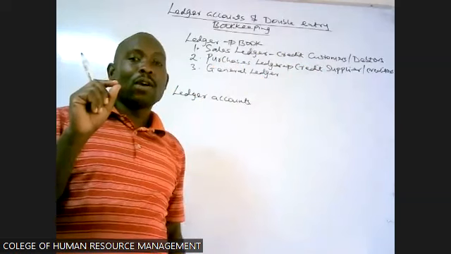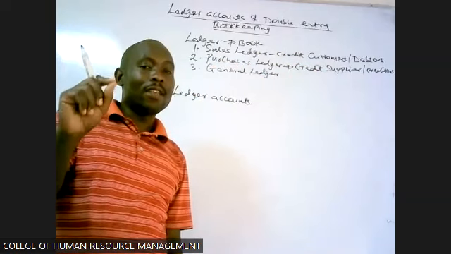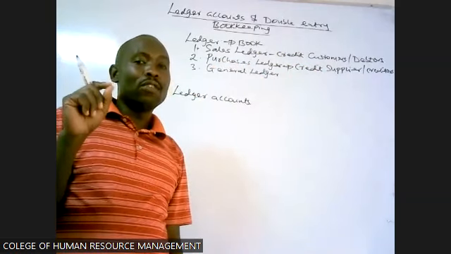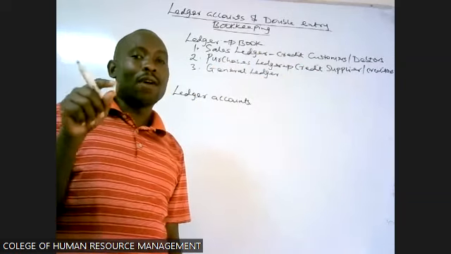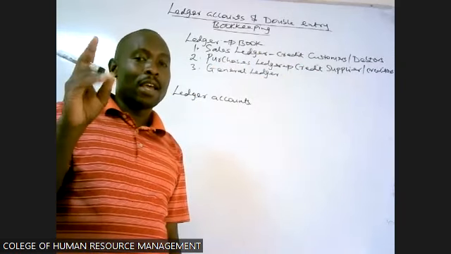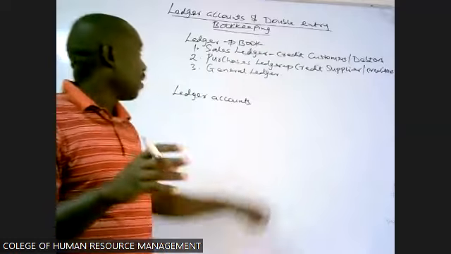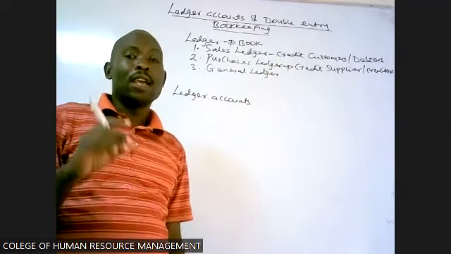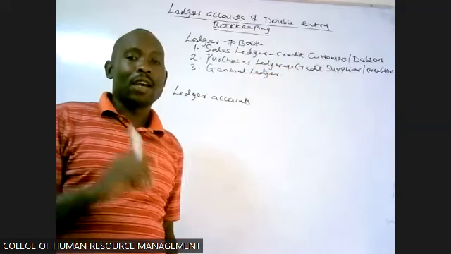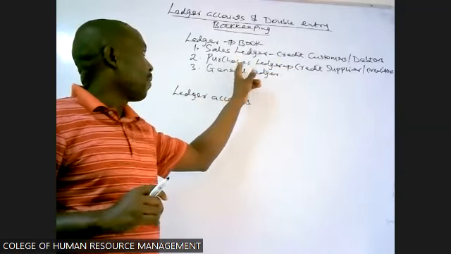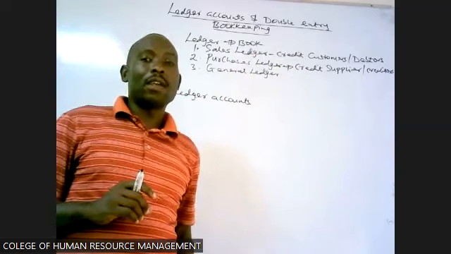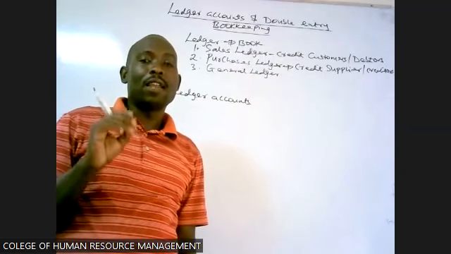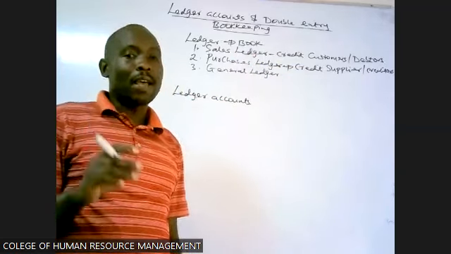So at this point, I want you to note that the ledger is a book. Every page of the ledger is an account for a particular entity. If it is the sales ledger, every page is going to contain an account for a particular credit customer. If it is the purchases ledger, every page of the purchases ledger is going to contain the name of a particular credit supplier.